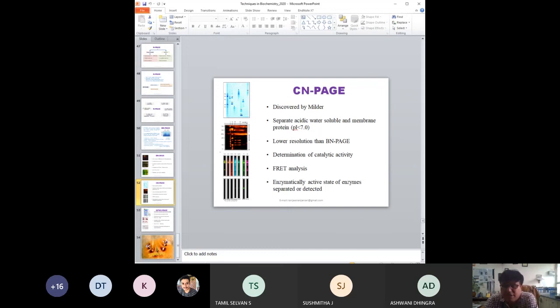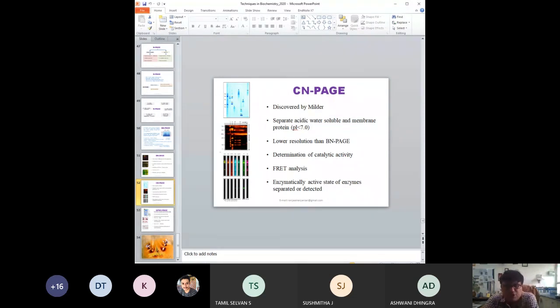Even in case of FRET analysis, FRET is Förster resonance energy transfer. This is basically to characterize the structure of the protein. So in case of FRET analysis also, prefer to go for CN page rather than blue native page, because in case of FRET analysis also Coomassie blue interferes.